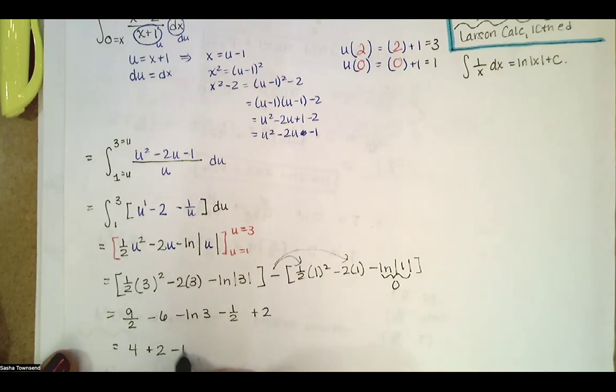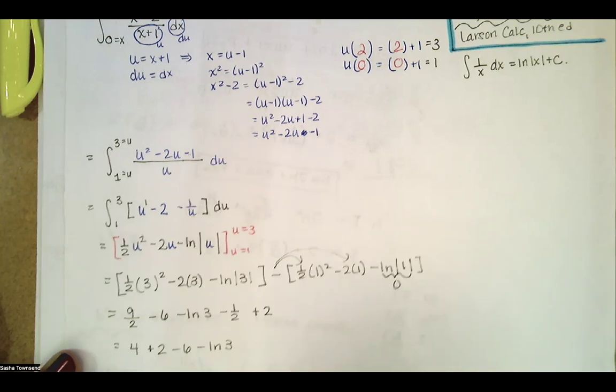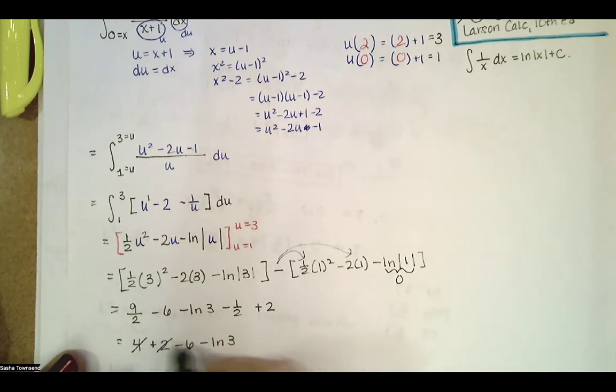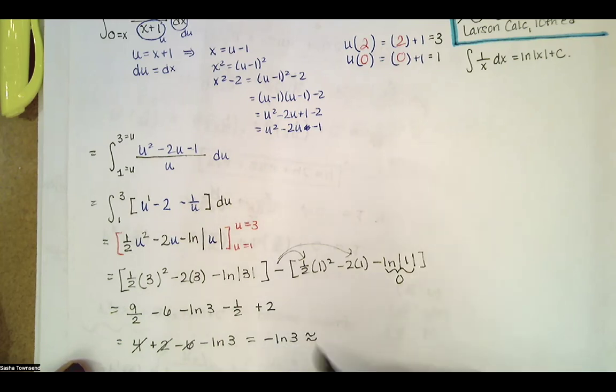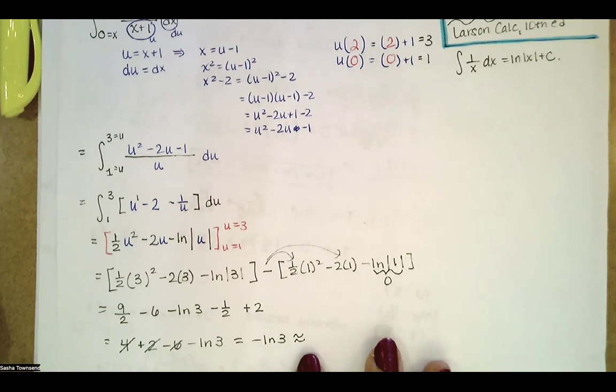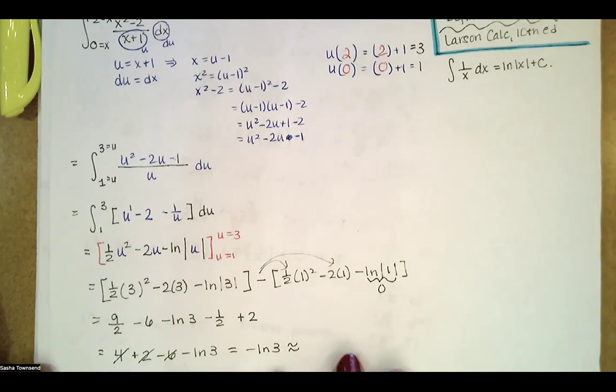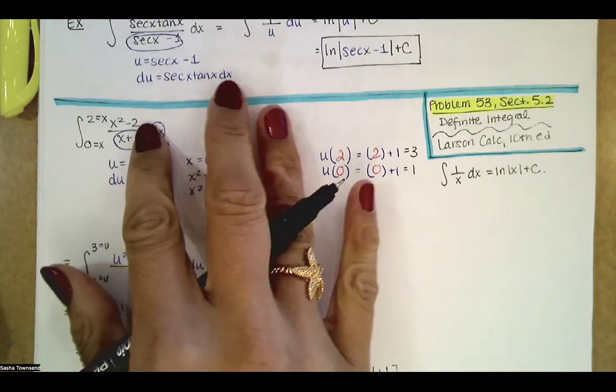4 plus 2 minus 6 minus natural log of 3. The 4 plus 2 minus 6 is 0, so we just end up with a negative natural log of 3. And I'm not sure what that is numerically, but that's the value of our integral. Say, okay, well, what does that look like? How can we visualize that?